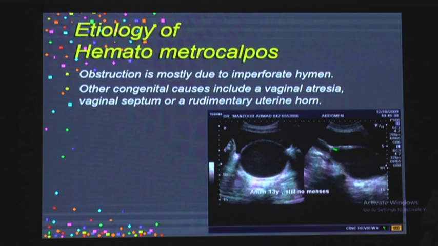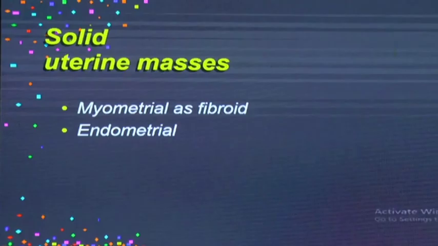The etiology most of the time is the imperforate hymen, but it may sometimes be due to vaginal atresia, vaginal septum, or sometimes a rudimentary uterine horn. The solid uterine masses include the myometrial masses such as fibroids or sometimes adenomyosis, and the endometrial masses like benign endometrial hyperplasia, carcinoma, or polyps.